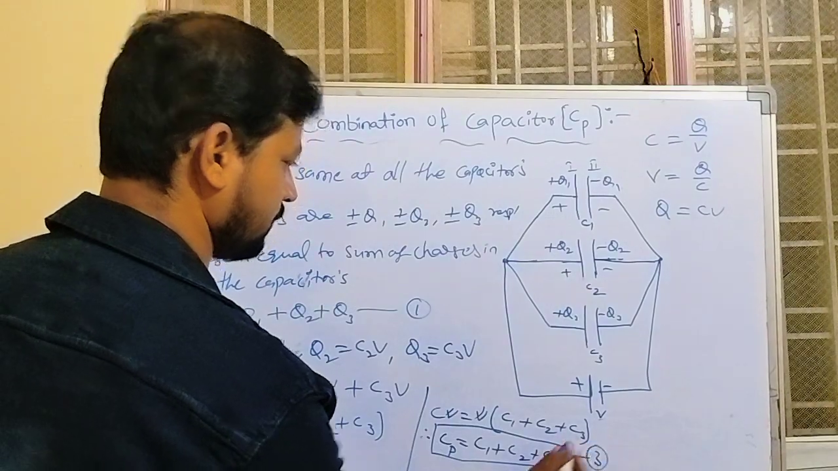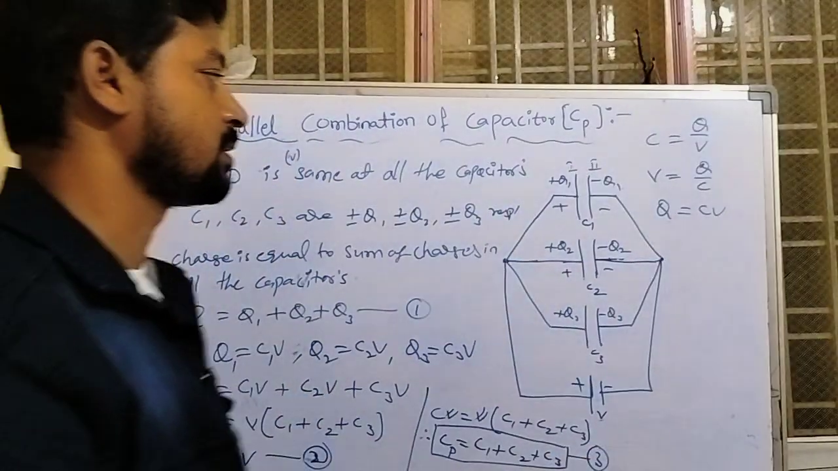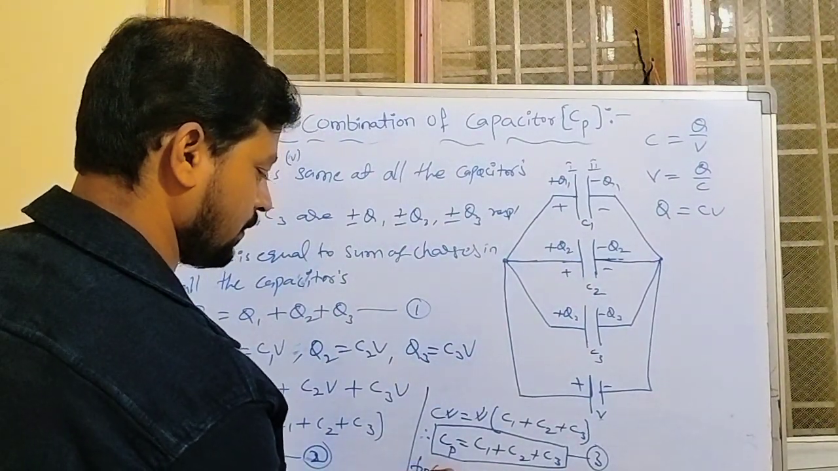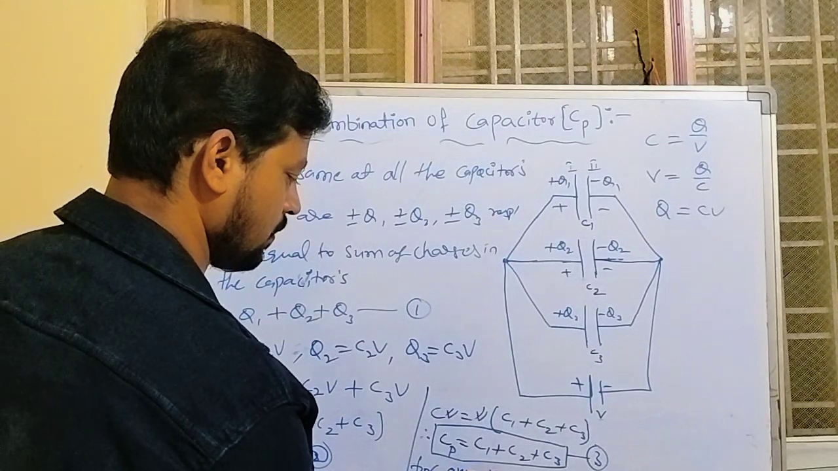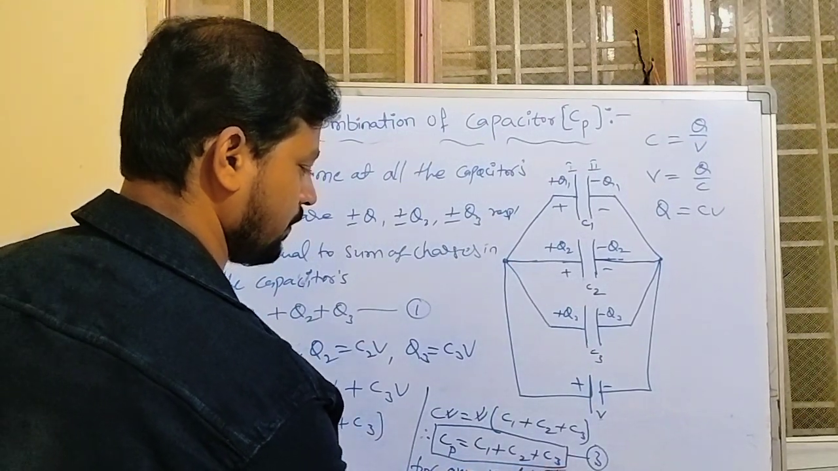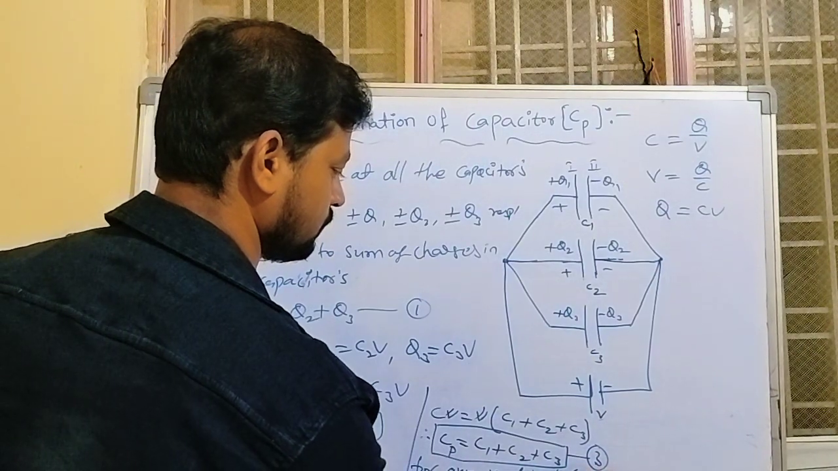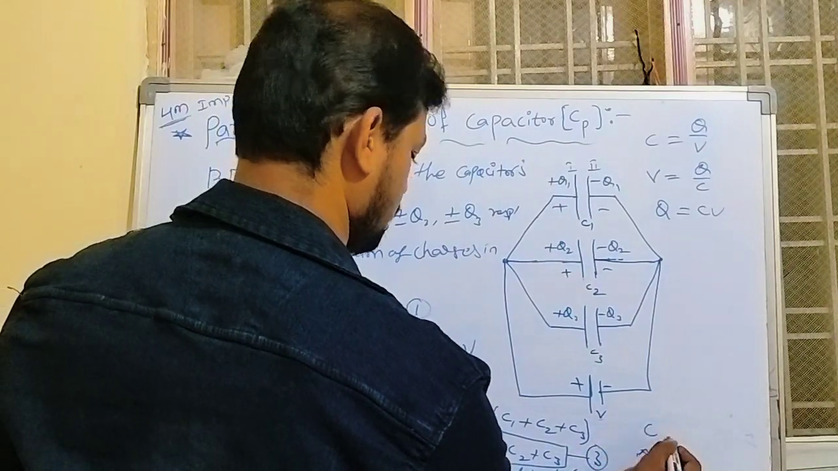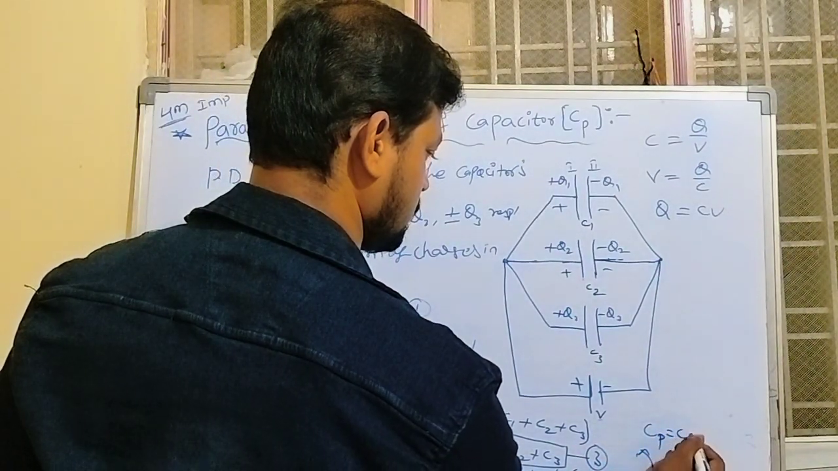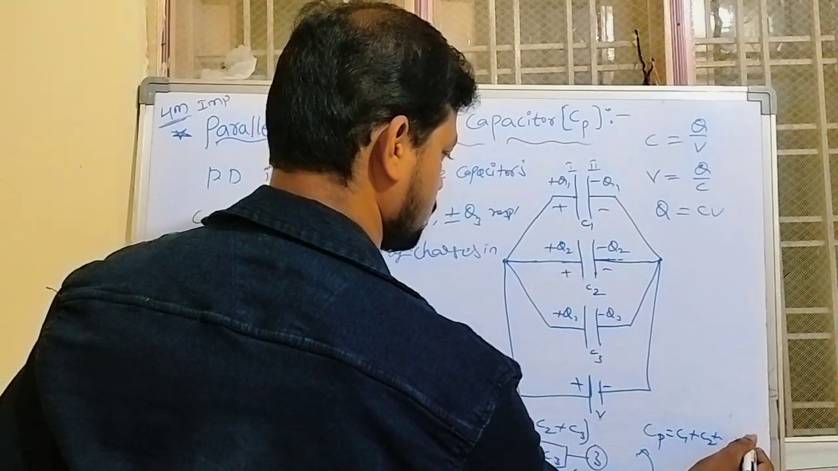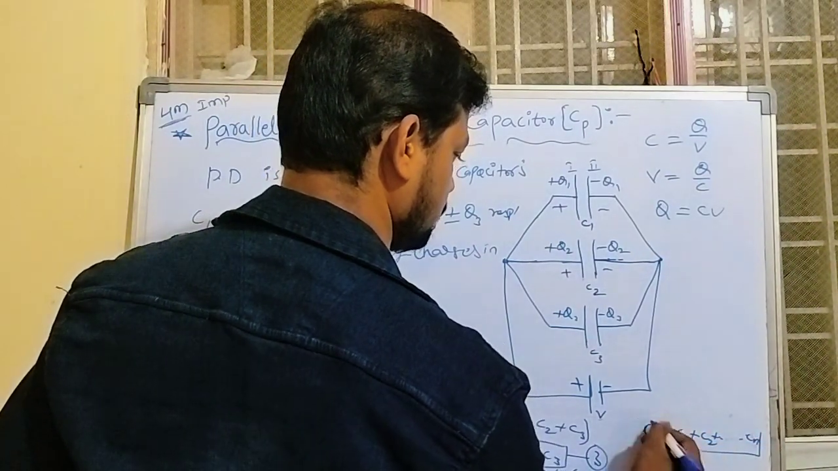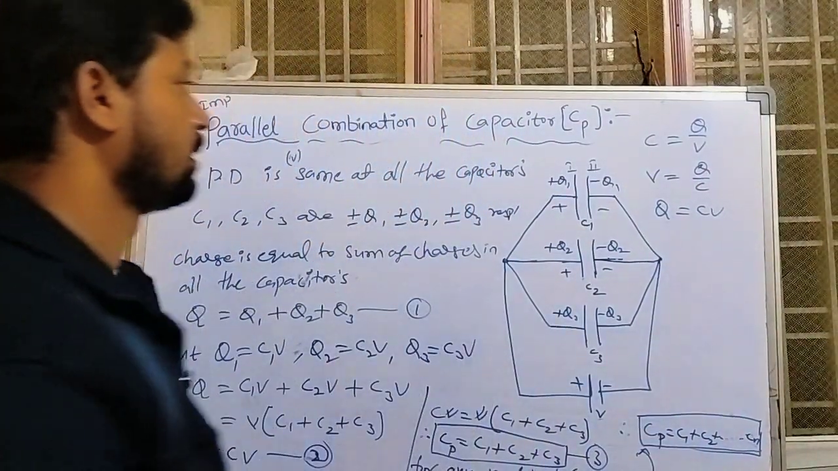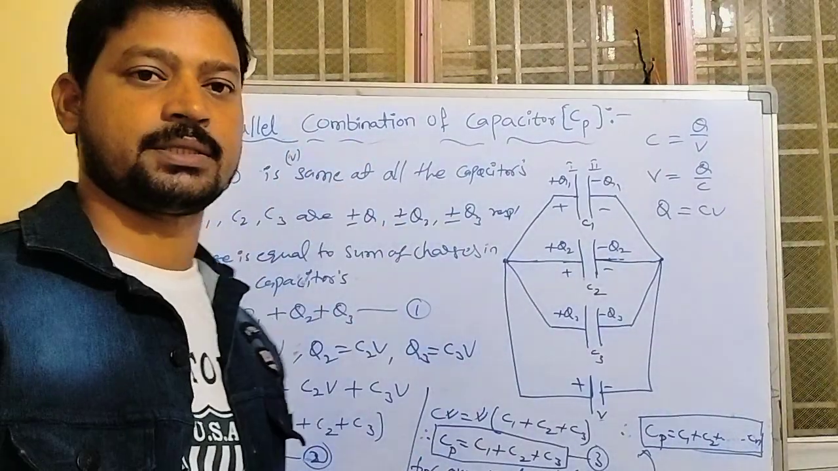Equation number 3. For any number of capacitors connected in parallel combination, we can write the formula Cp is equal to C1 plus C2 plus, and so on, up to Cn. Okay, this is the capacitance of the parallel combination of capacitors.